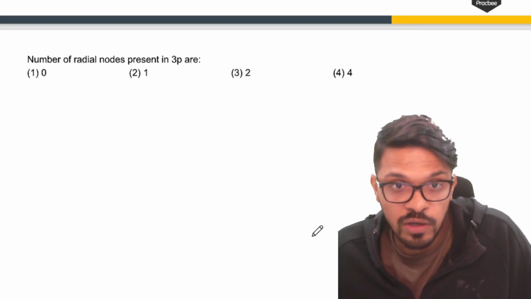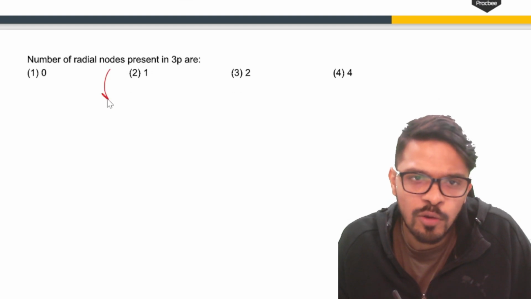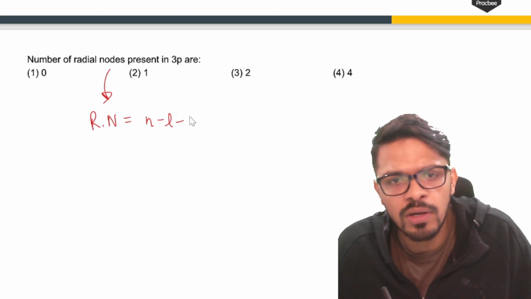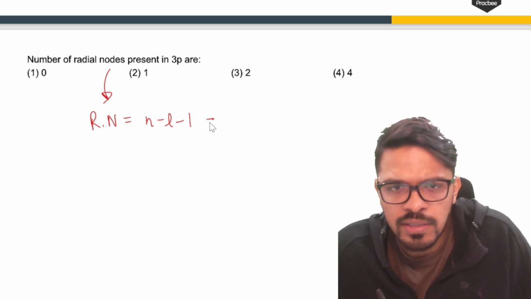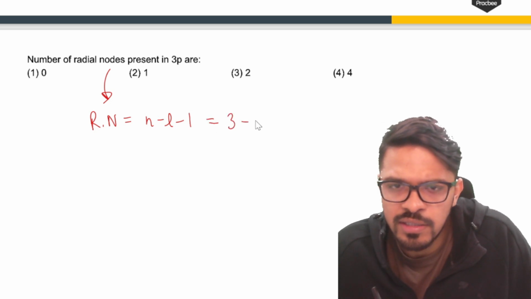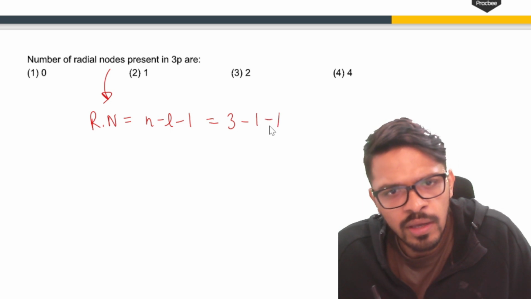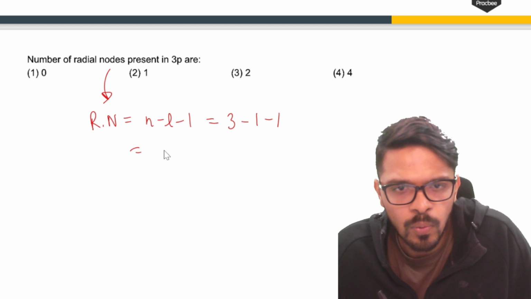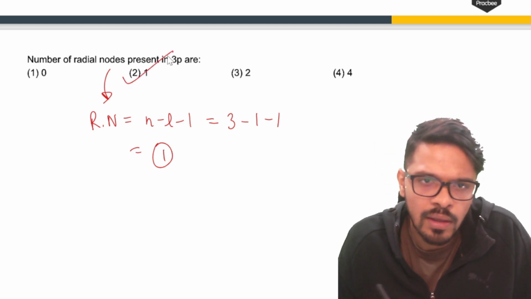I would say this is one of the easiest questions they could have asked from atomic structure. I hope everyone knows the number of radial nodes in a particular orbital is n minus l minus 1. n is 3 in this case. For p, the value of l is 1. The answer would be 1.